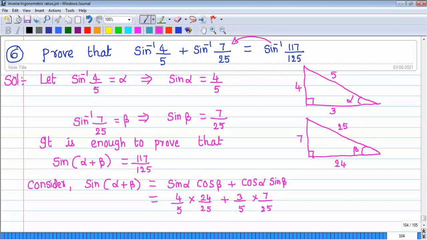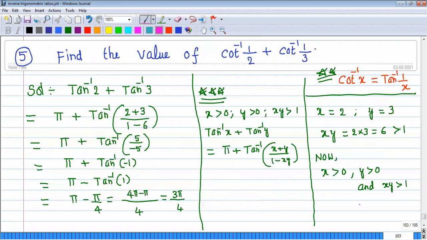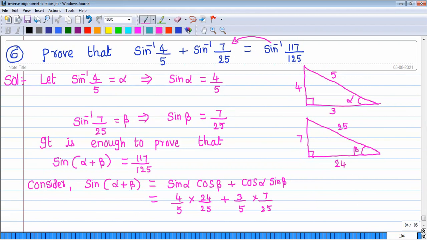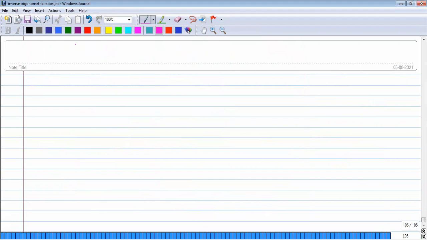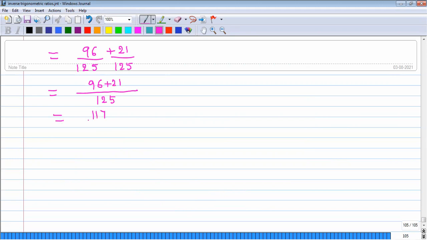This will be 96 by 125. This will be 21 by 125. Am I correct or not? Once again, now tell me, what do you get? 96 upon 125 plus 21 upon 125. 125 is the LCM. 96 plus 21 is 117. 117 by 125. This is the value of sine of alpha plus beta.